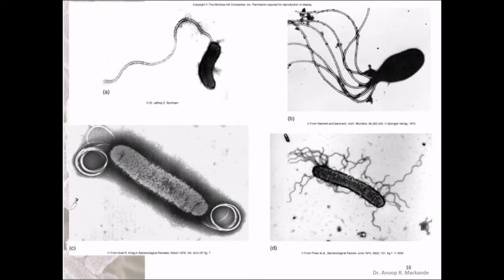As you can see in this, this is monotrichous, where at the end of a bacterium the flagellum starts. Next, lophotrichous, where at the end of the bacterium a tuft of flagella is coming out. Amphitrichous, where at both the ends there are tufts of flagella, and peritrichous, where throughout the bacterial surface flagella are distributed.